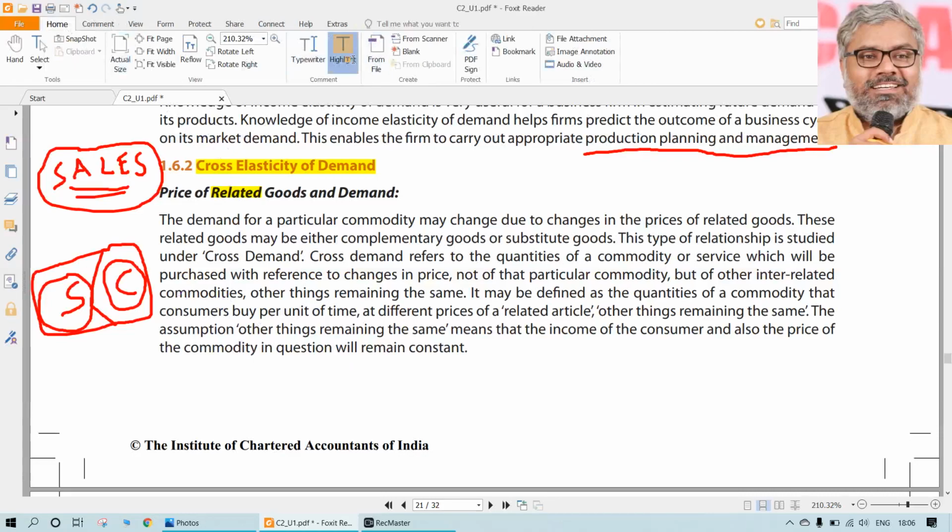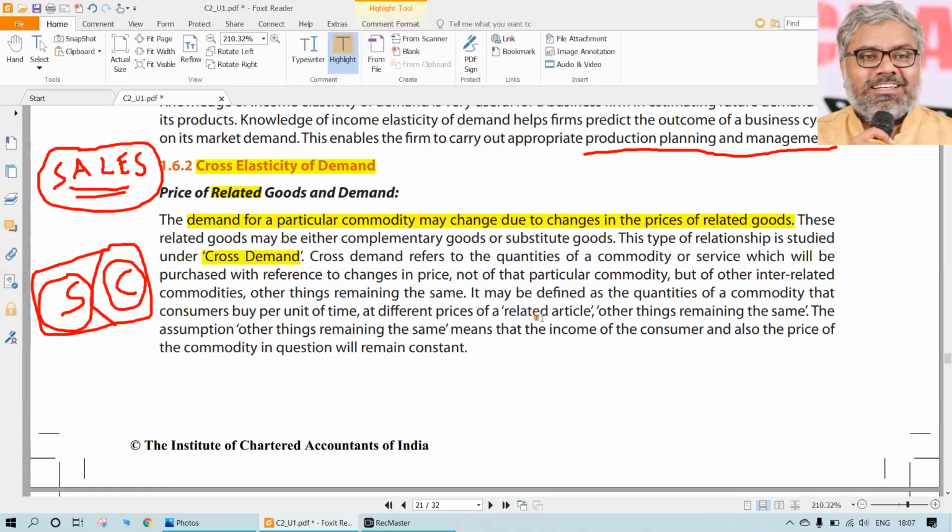So cross demand is about the change in the price of one commodity, but the demand is not about that commodity. The demand we are talking about is of some other commodities. So simply speaking, the demand for a particular commodity may change due to changes in the prices of related goods. So the price is changing of related goods, and demand is changing for some other goods. So what are those related goods? Could be substitutes or complementary commodities. This type of relationship is called cross demand. When the price of one commodity increases, the demand for a substitute or complementary commodity changes. How it changes is what is called cross demand.